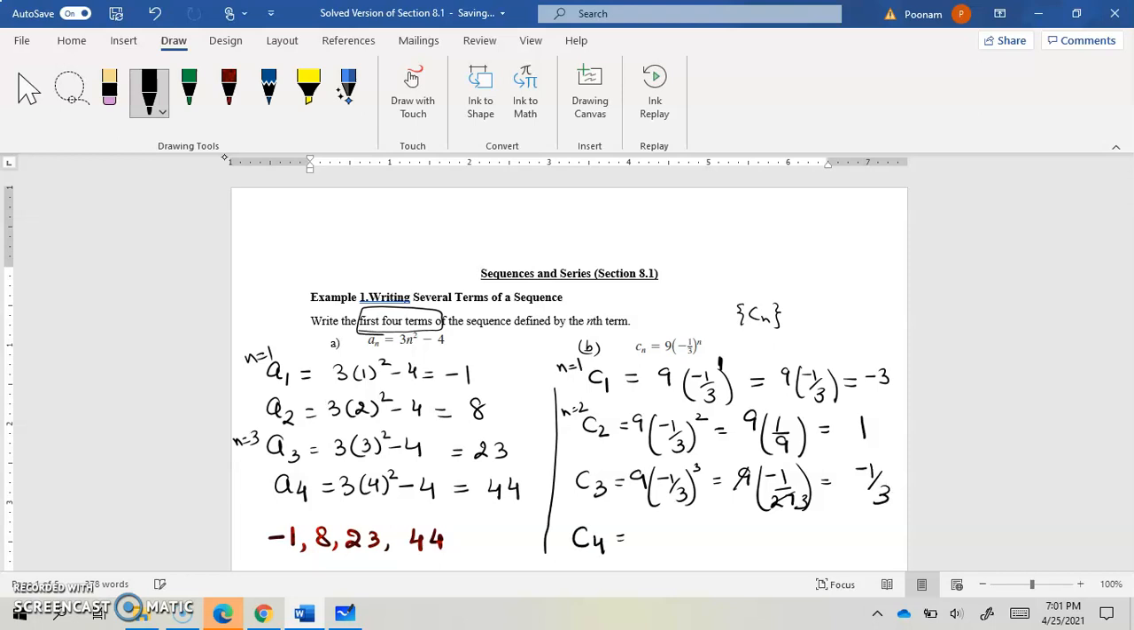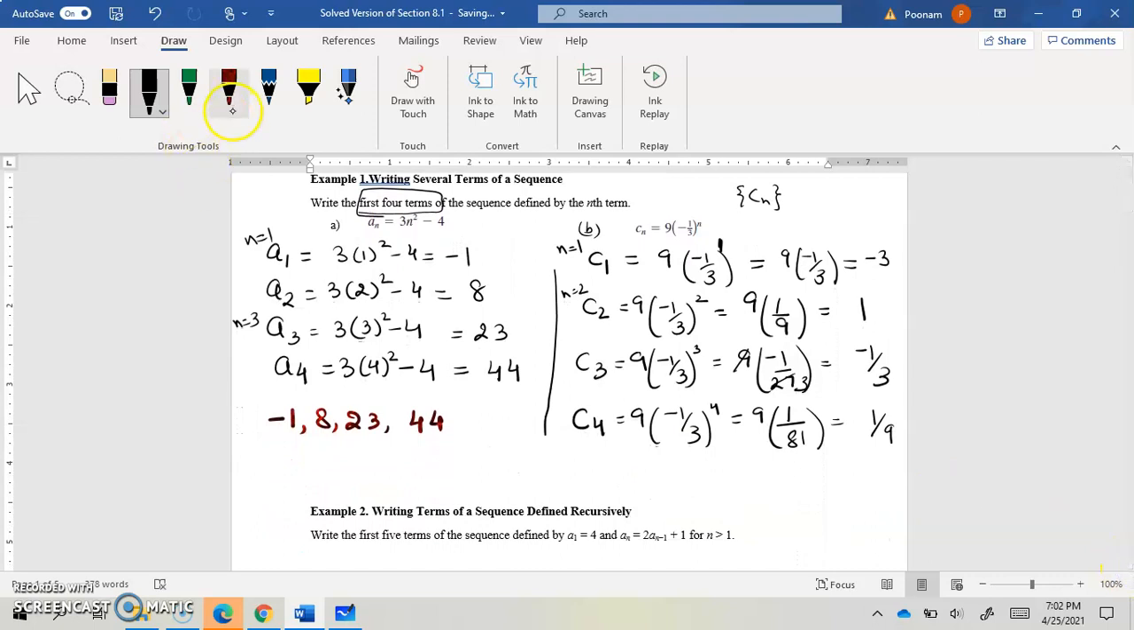c4: 9 times negative 1/3 to the power 4. A negative to an even power is always going to be positive. So that is 1, and 3 raised to power 4 is 81. That would be 1/9. So the 4 terms of the sequence are negative 3, 1, negative 1/3, and 1/9.